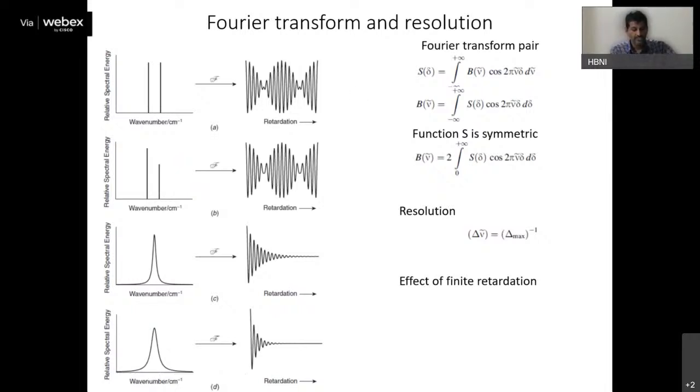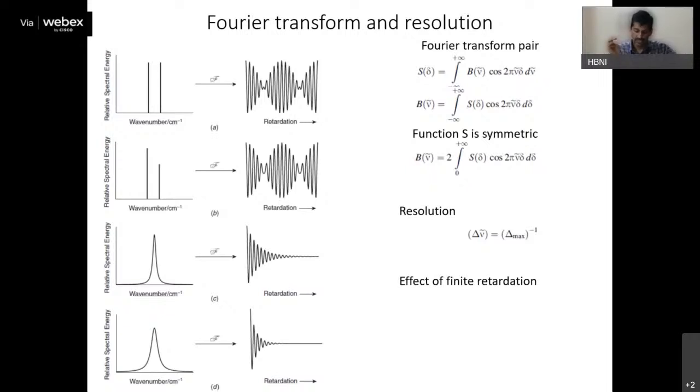If its amplitude is different, you will get slightly different envelope. And instead of a delta function, if you have a slightly broad peak, or you can say the source is slightly broad, then as you go away from zero path difference, the intensity decreases very rapidly.